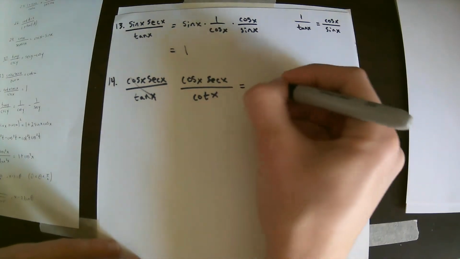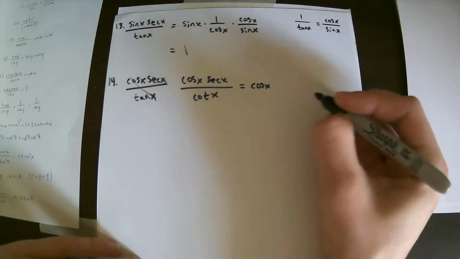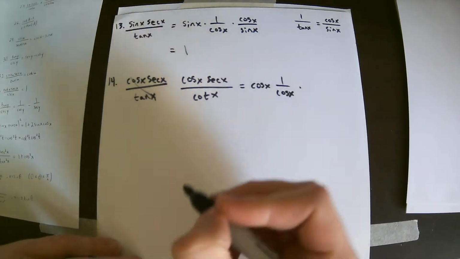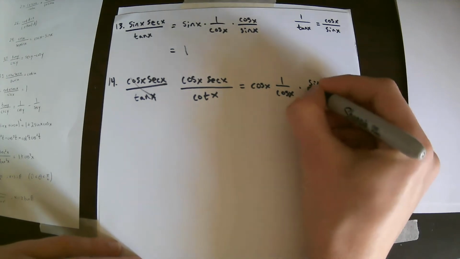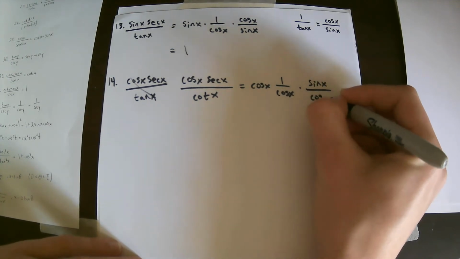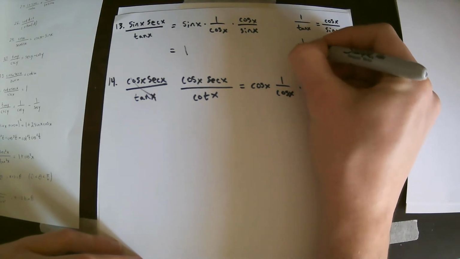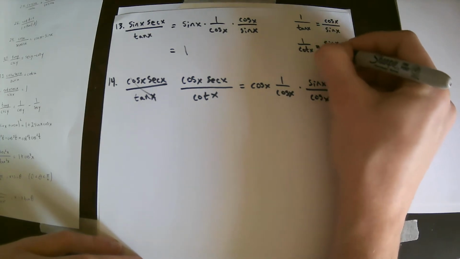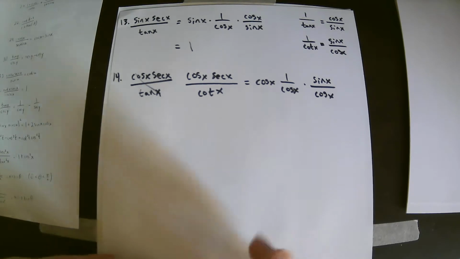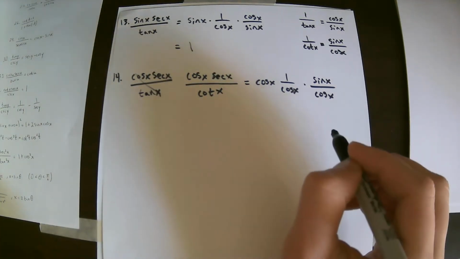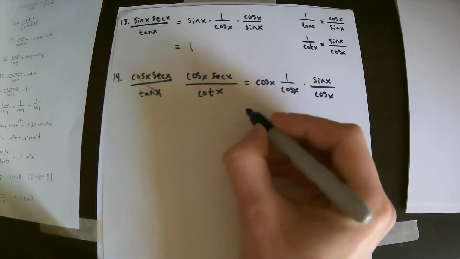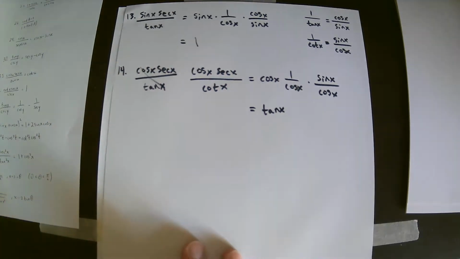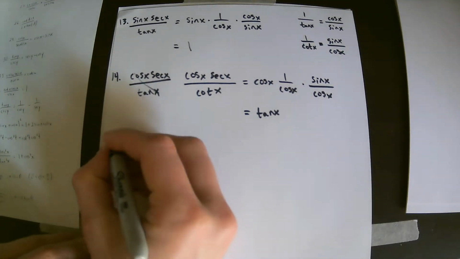Okay, so I'm going to do a similar technique here, writing cosine x and then 1 over cosine x times, now cotangent, 1 over cotangent will end up being sine x over cosine x. So that's just saying that 1 over cotangent of x will be sine x over cosine x. And then I'm going to have some cancellation of cosine and cosine, and I'll just be left with sine over cosine, which is tangent x. Okay.